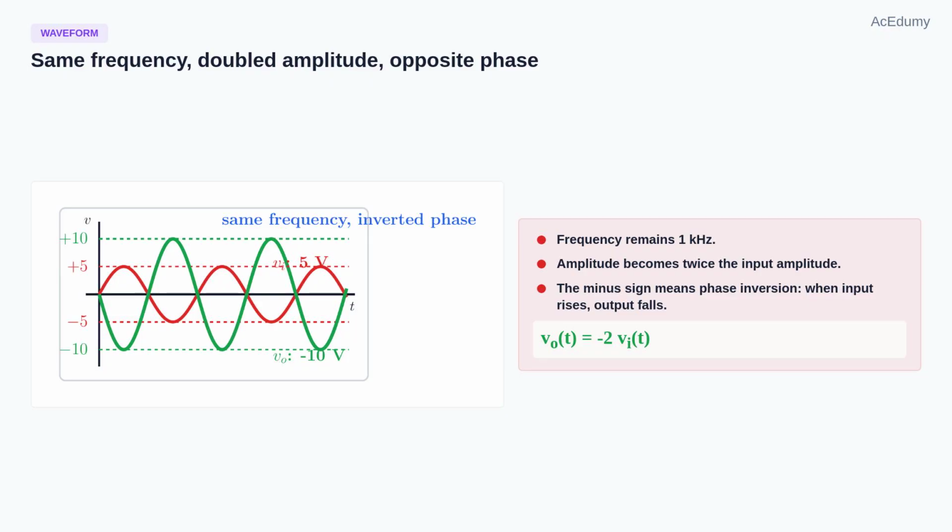What does that mean for the sine wave? The frequency does not change. It is still 1 kilohertz. The amplitude doubles because the magnitude of the gain is 2, but the minus sign flips the waveform. So when the input is positive, the output is negative. When the input is negative, the output is positive. In short, V output is an inverted sine wave with twice the amplitude of V input.